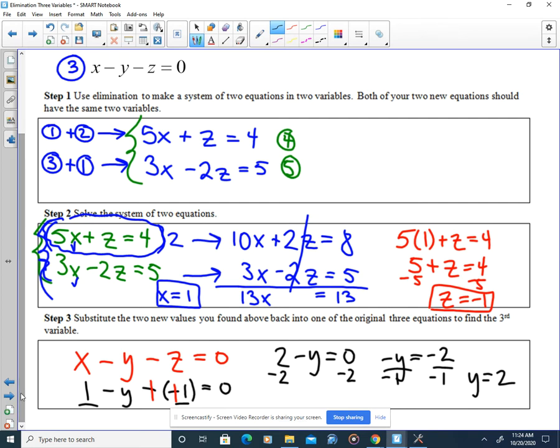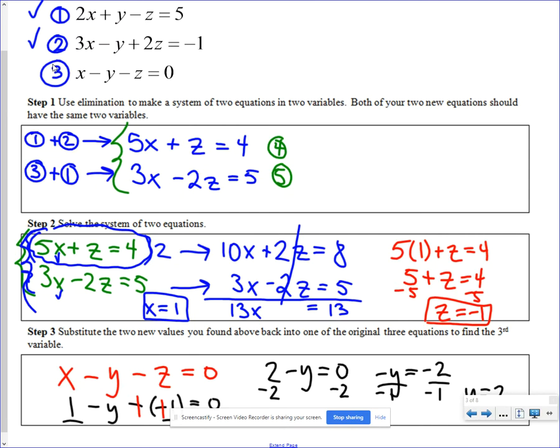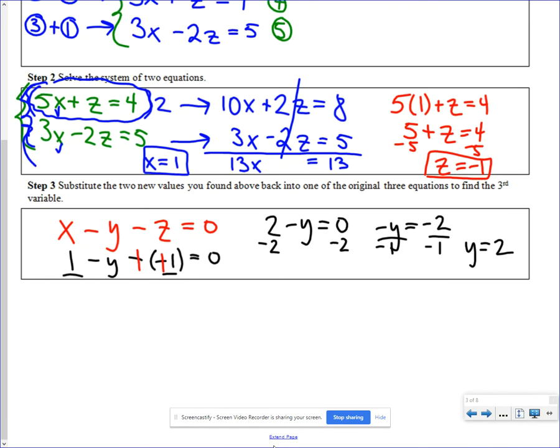Okay? So my solution to this system, when we write it as a point, we always put the letters in alphabetical order. That's going to be x, y, z. So the solution to this system is the point 1, 2, -1.